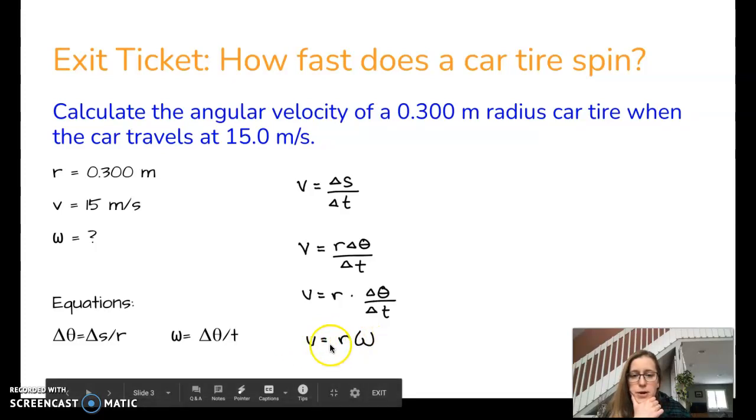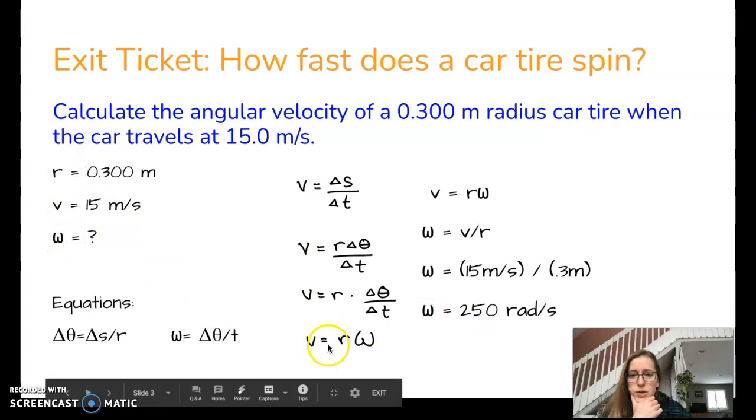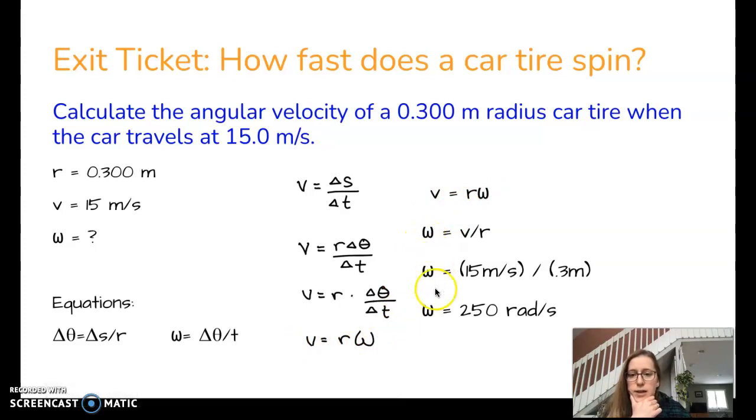And this equation looks promising because we have these values here. So I will take this equation, pop it up here, rearrange to solve for angular velocity, and end up with an answer of 250 per second, or 250 radians per second.